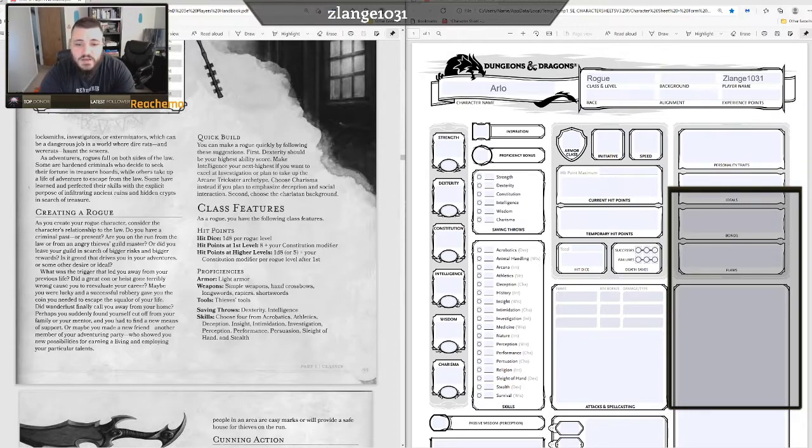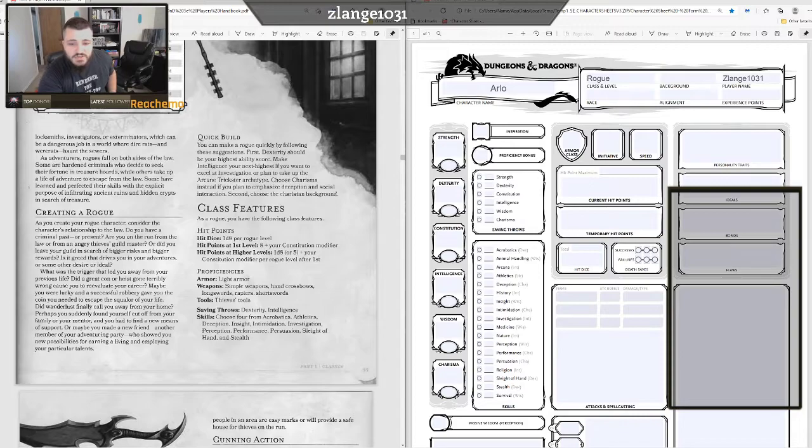Quick build. You can make a rogue quickly by following these suggestions. First, dexterity should be your highest ability score. Make intelligence your next highest if you want to excel at investigation or plan to take up arcane trickster, which again, that is the magical subclass, or the subclass that gives rogue magical abilities later on. Choose charisma instead if you plan to emphasize deception, social interaction.